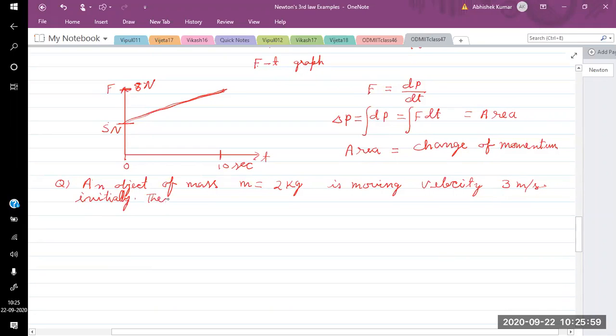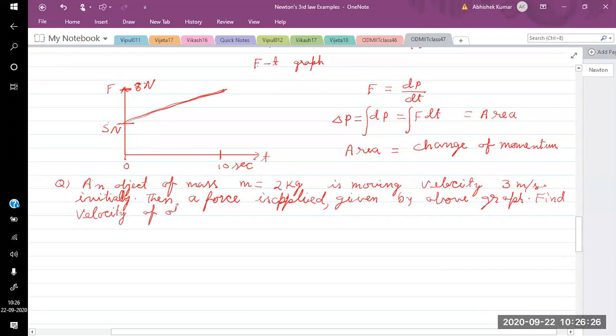Then a force is applied, which is given by the above graph. Find the velocity of the object after 10 seconds.